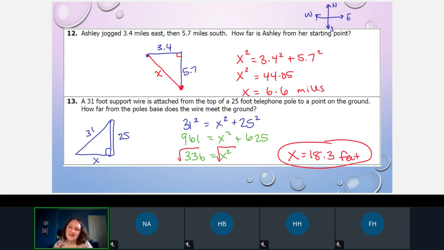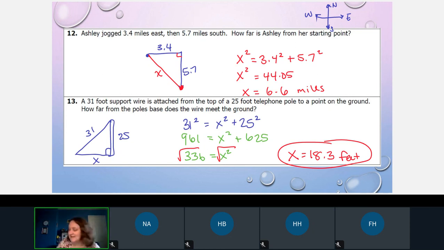All right, so you should have gotten 18.3 feet. If you said 18.4, I'm going to caution you to be very careful with your rounding. If you said 39.8 or something like that, I'm guessing you probably just set it up wrong. So just double check the setup.